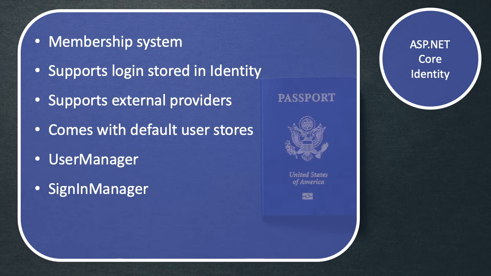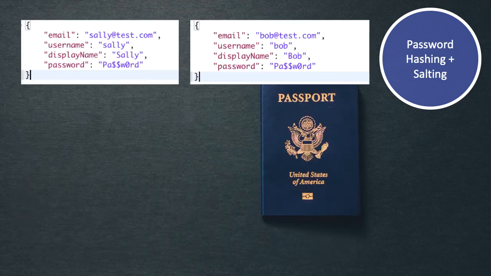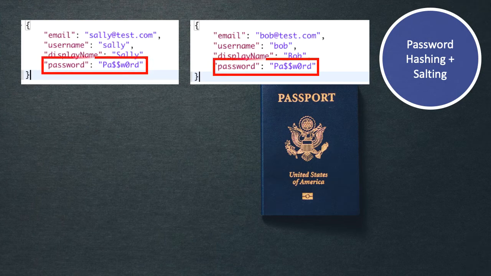So first of all, let's take a brief look at how our users are stored in our database. Well, not so much the users, but how are passwords stored in our database? If we take this particular example where we're registering two different users, and both of them on this occasion have decided to select the same weak password. Now, ASP.NET Core Identity is going to hash and salt these passwords before it stores them in our database.